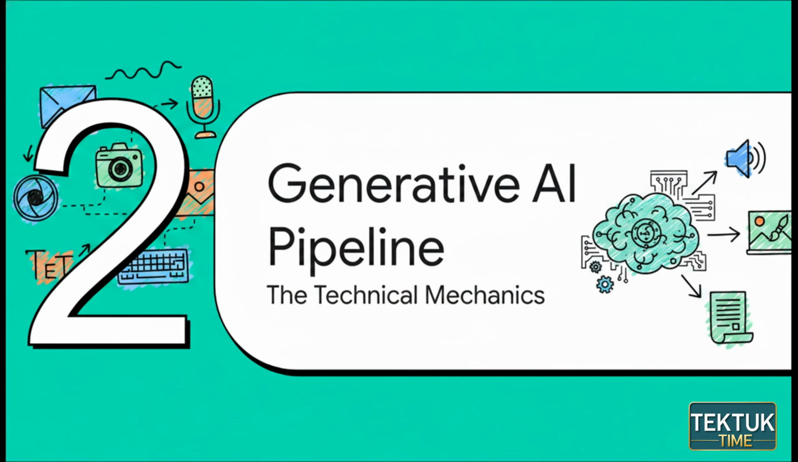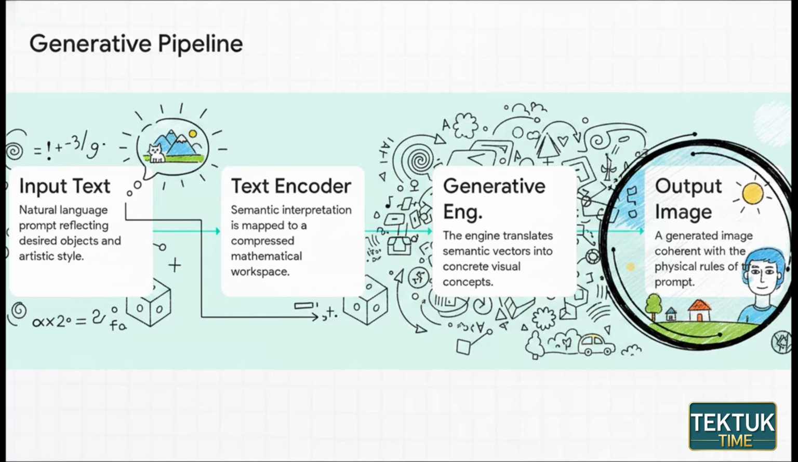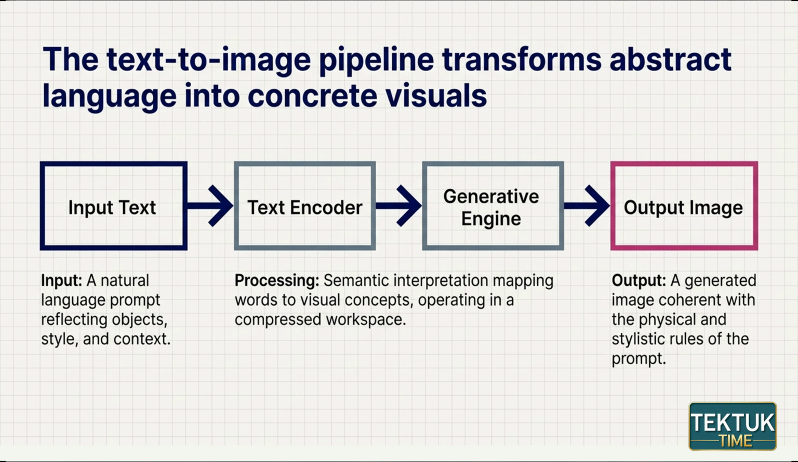Section 2. The Generative AI Pipeline. Let's look at the underlying technical mechanics that make this cross-modal generation possible. Think of the text-to-image pipeline as a transformation engine. It translates abstract language into concrete visuals. Step 1 starts with your natural language input. In Step 2, a text encoder translates that semantic interpretation into a compressed mathematical workspace. Step 3 feeds that data into the generative engine, which finally yields Step 4, your output image. It's this beautiful sequential journey straight from words to pixels.